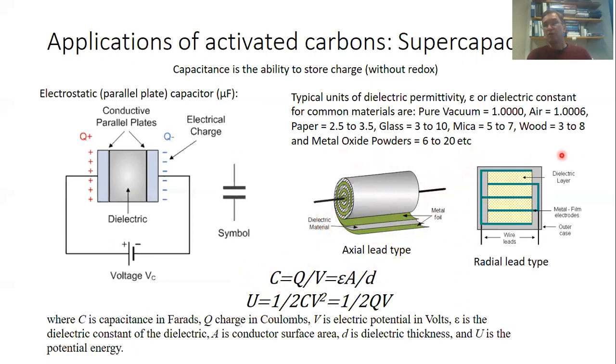So another form of capacitor device is the radial lead type. So in this case, you have actually two wires, as you see here, and you have branches that branch out from these wires. Okay, and in between the branches that are part of the different electrodes, you have your dielectric material.